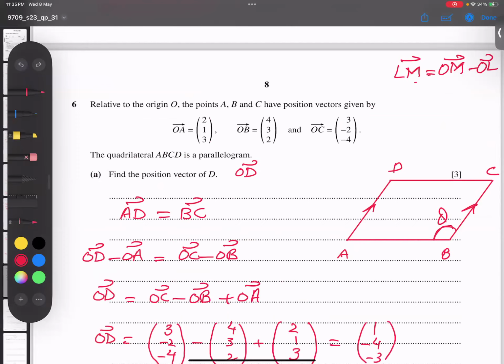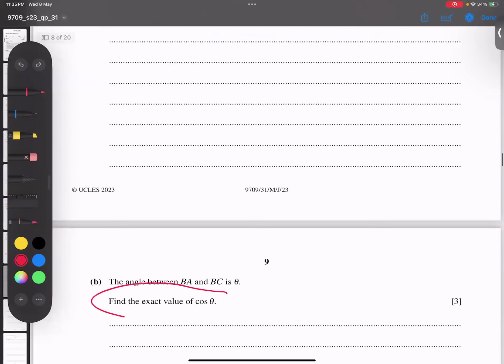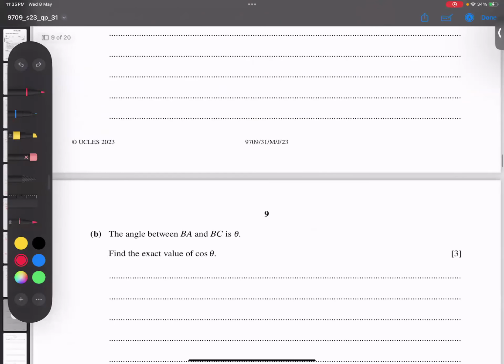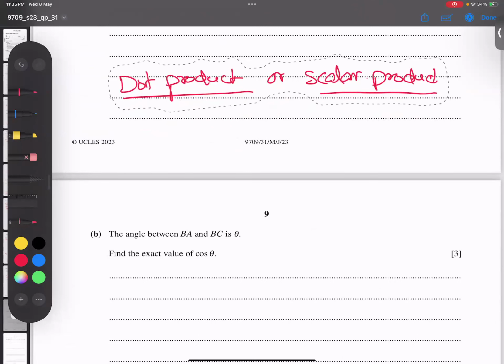Okay, so how to do it, students? Because he said find the exact value of cos theta, BA, BC. So what is the basic formula? We have the dot product formula, also called the scalar product formula. So two names for it. Okay, what is the basic criteria? I'll just show you, then understanding, inshallah.